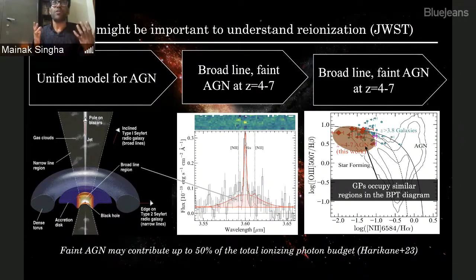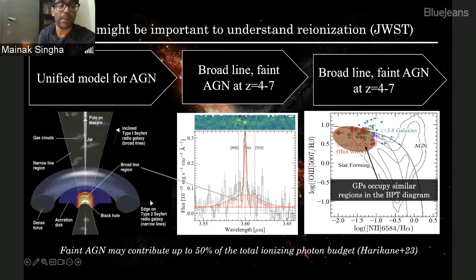So we really want to find out if there is any role of AGN in the reionization. There's a recent paper by Hurricane et al. 2023 who used JWST NIRSpec, and you see in the model in the central panel that they have found a broad line region, which is a classical signature of AGN.